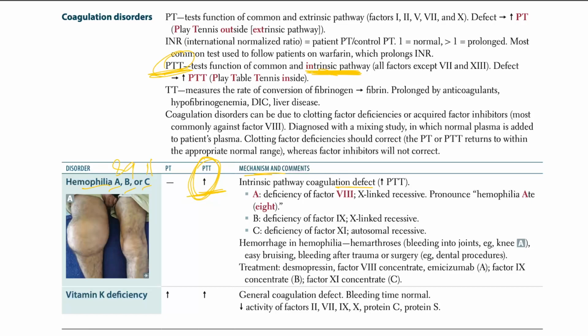A, if we have deficiency of factor 8, that is A, which is an X-linked recessive, pronounced hemophilia A. That's how we know it's factor 8 deficiency. B is for factor 9. Again, it's also X-linked recessive. C is for factor 11, and that is an autosomal recessive.